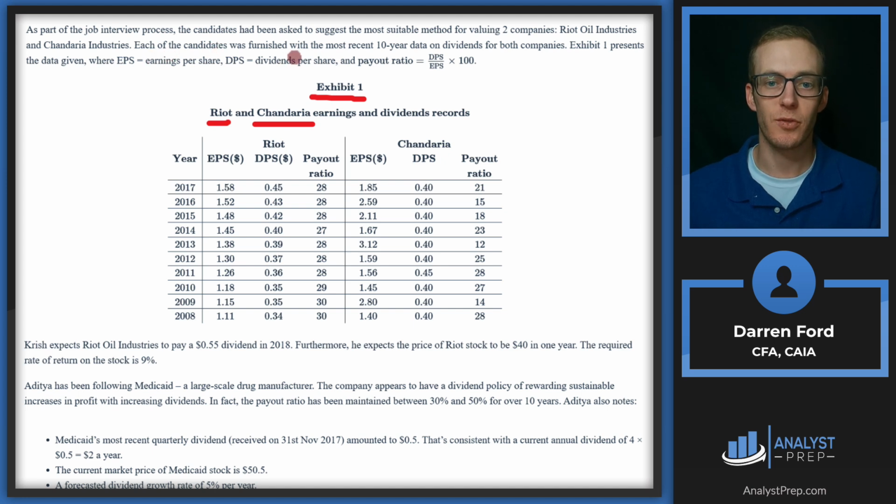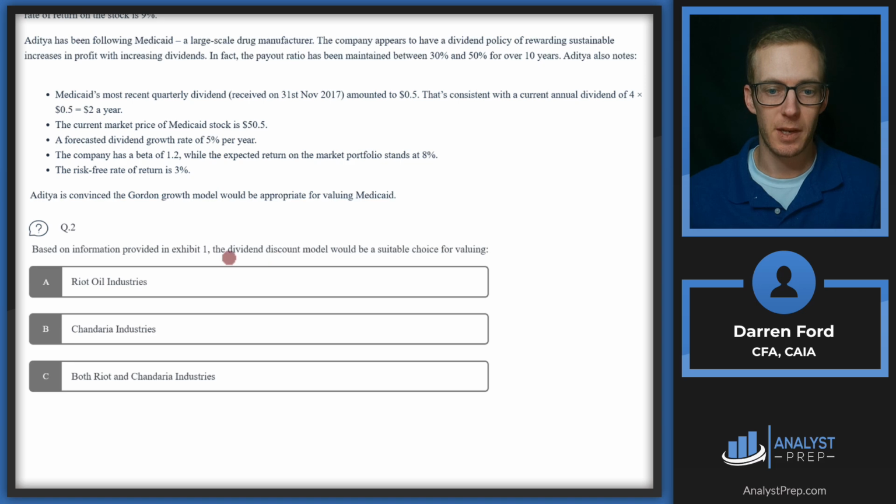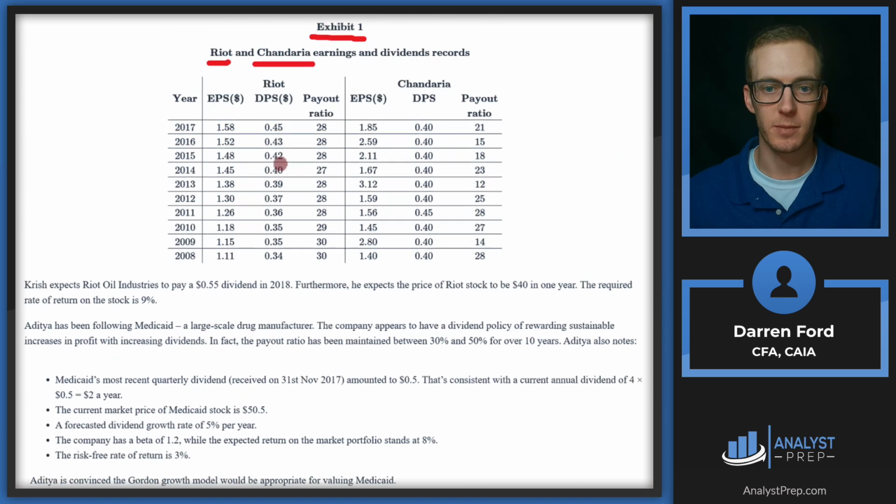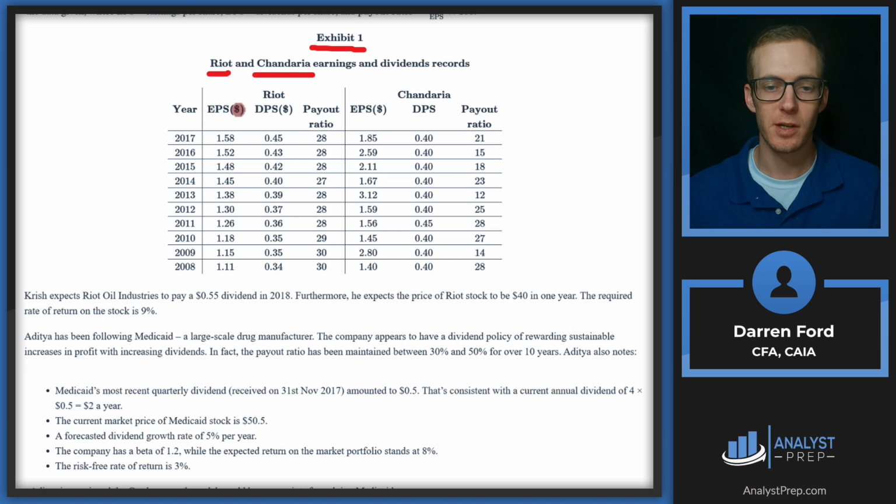Each of the candidates was furnished with the most recent 10-year data on dividends for both companies. Exhibit 1 presents the data given, where EPS equals earnings per share, DPS equals dividends per share, and payout ratio equals dividend per share over earnings per share times 100. So we need to determine which of these two companies the dividend discount model would be a suitable choice for. So we've got earnings per share, dividend per share, and payout ratio for both companies. So it looks like both pay out some type of dividend.